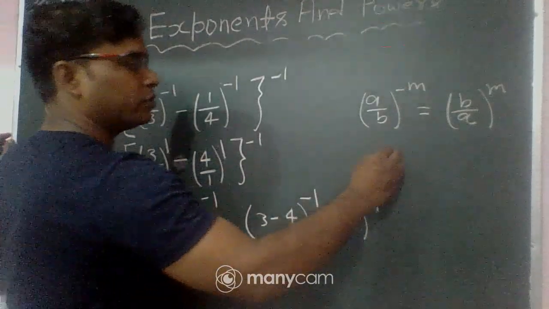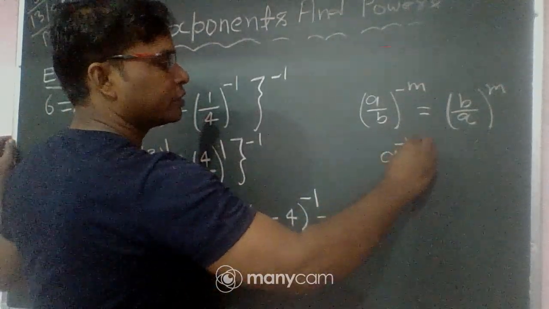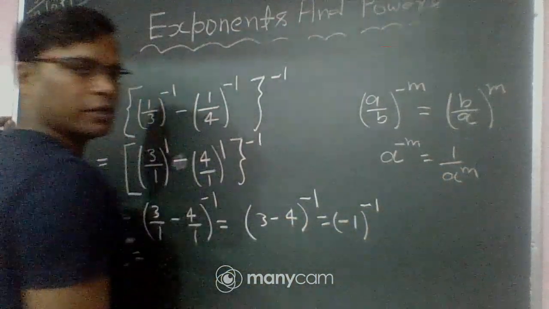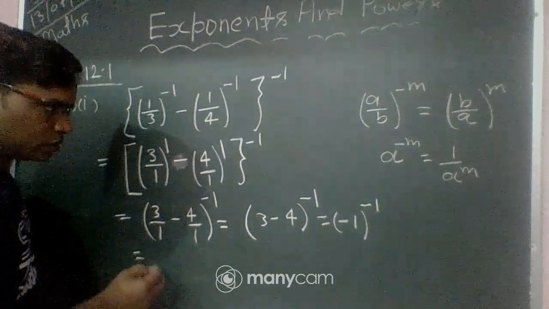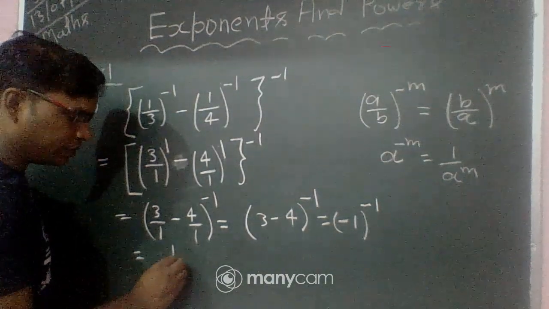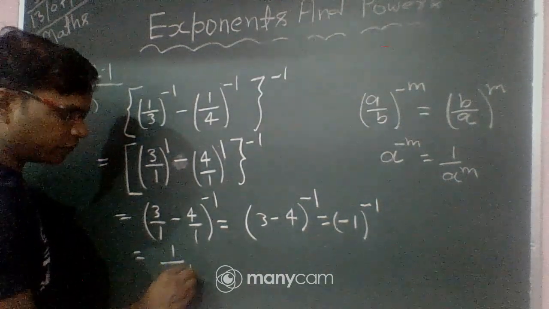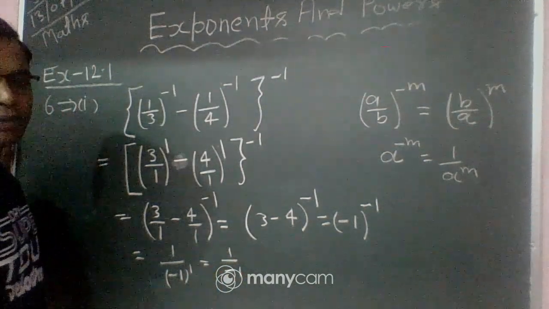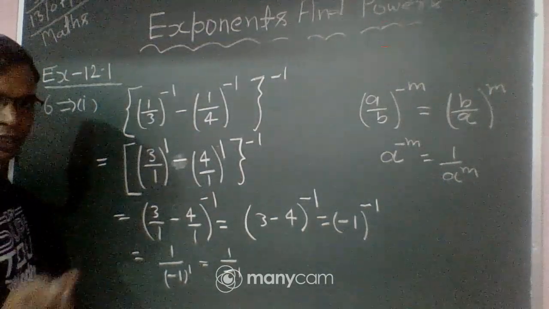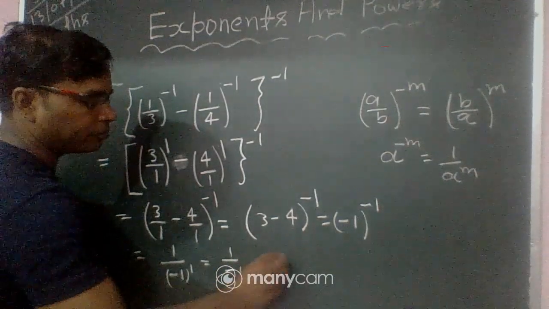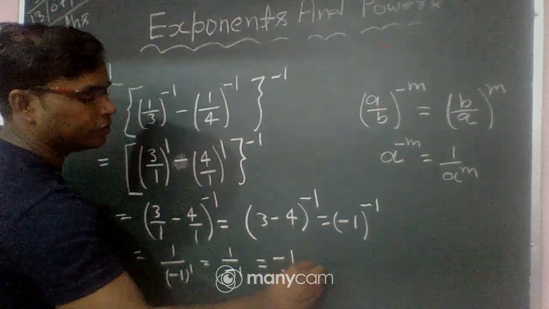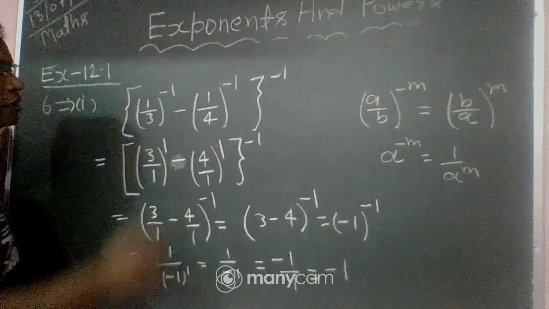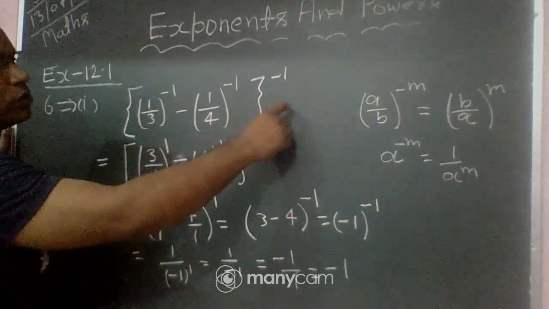So according to this rule, a power minus m, you can write it 1 by a power m. So you can write it 1 by (minus 1) power 1, or you can write it 1 by minus 1. If you multiply numerator and denominator by minus 1, then you obtain minus 1 by 1. This is equal to minus 1. It means that the value of this problem is equal to minus 1.